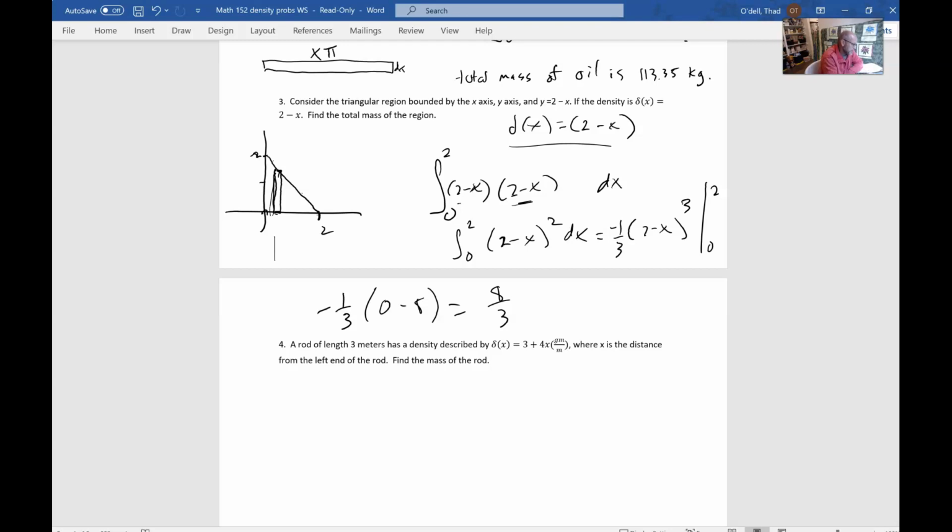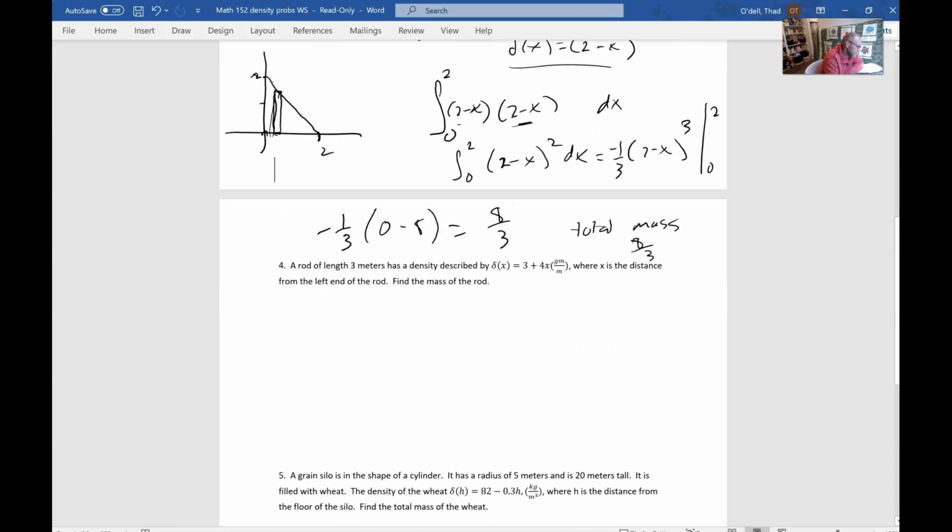So the total mass is 8/3, and they didn't tell us any units, I guess. So 8/3. Yeah, we don't know what the units are, so we can't do that.